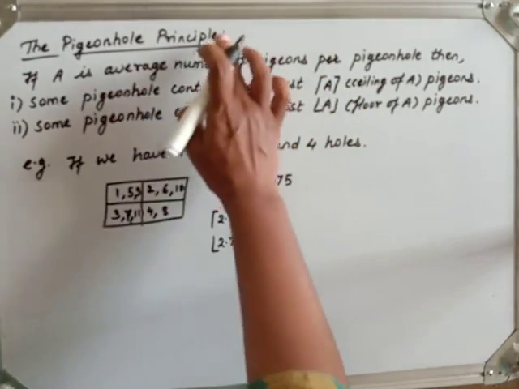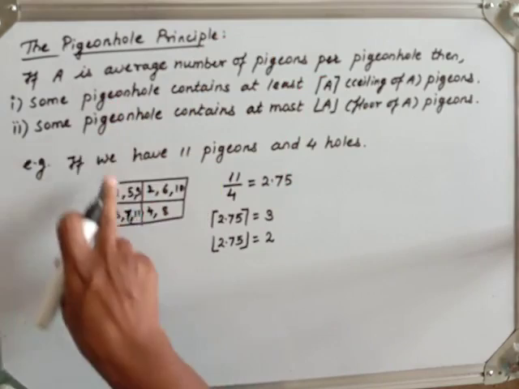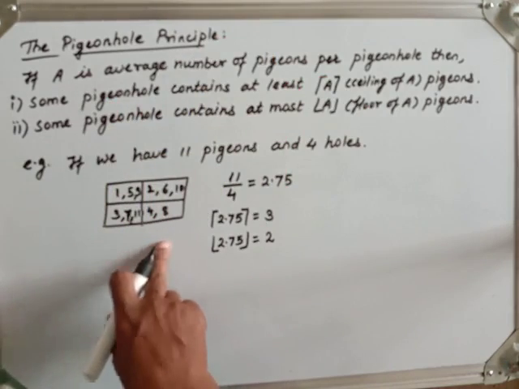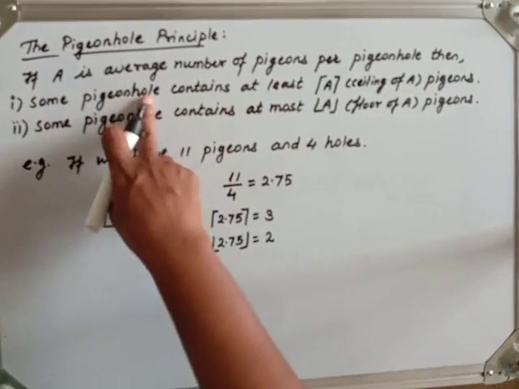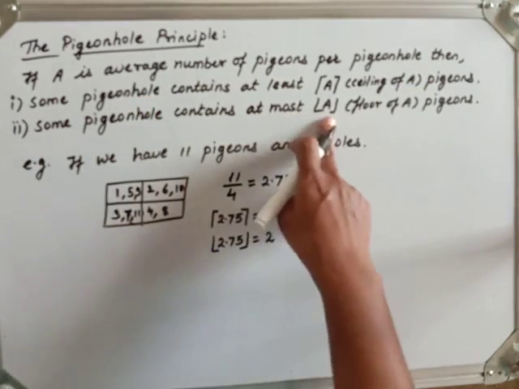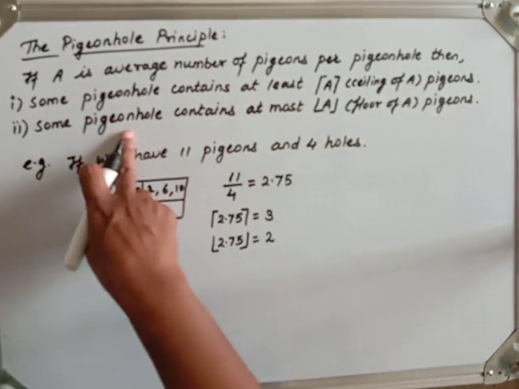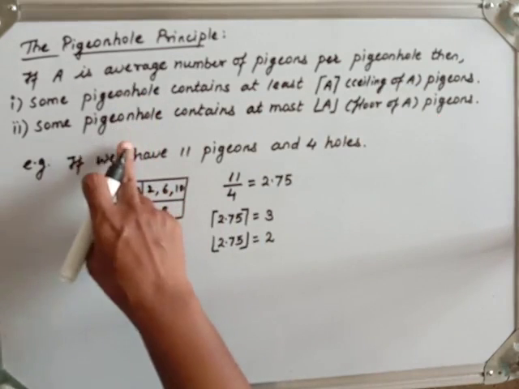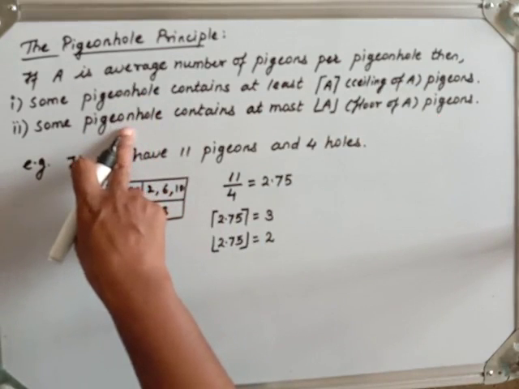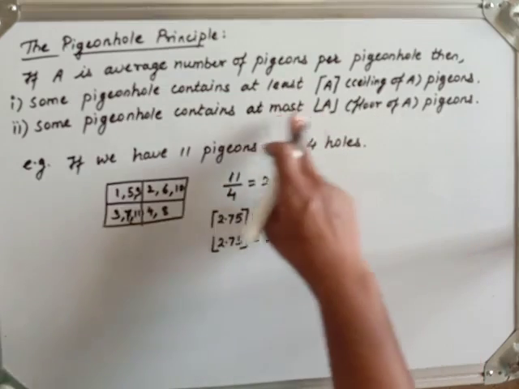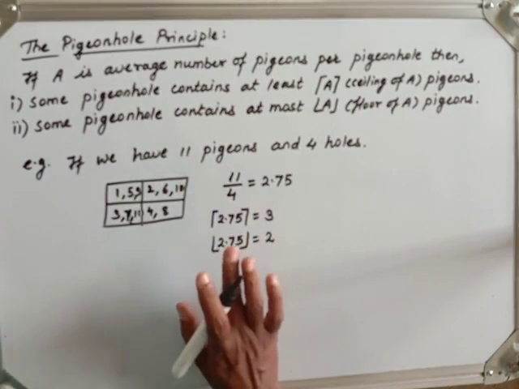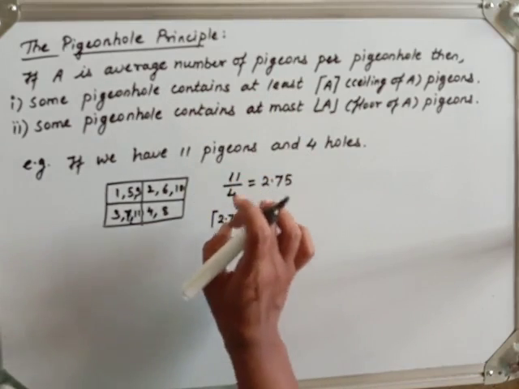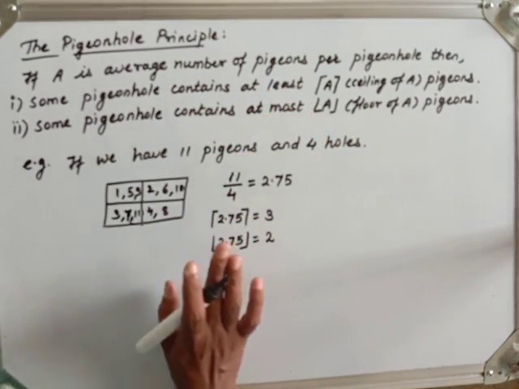That is the pigeonhole principle. In any example, there are at least ceiling of A pigeons in some pigeonhole and at most floor of A pigeons in some pigeonholes. The remaining pigeonholes consist of the at most count and the previous one the at least count. So in every case both of them are always true.